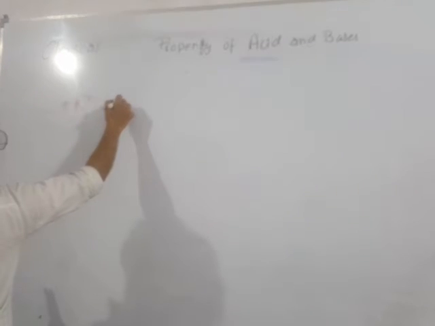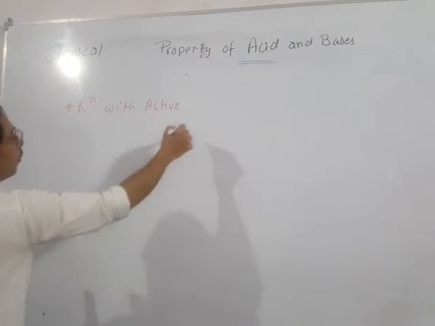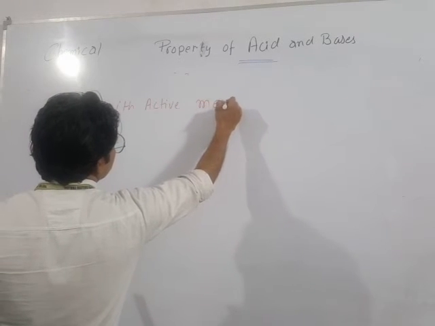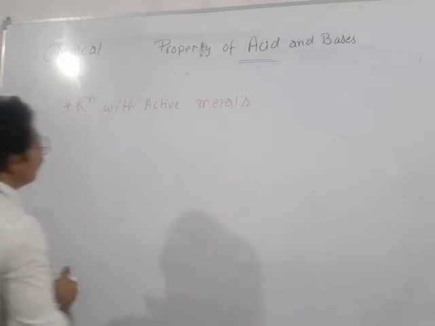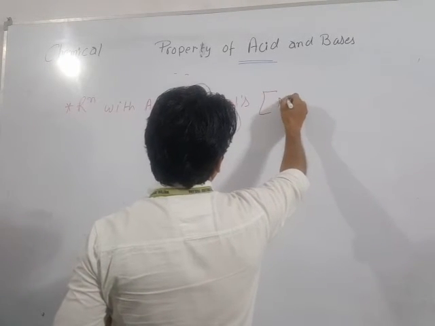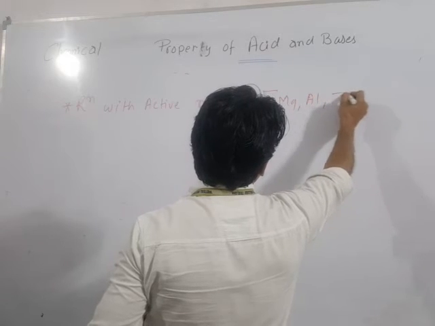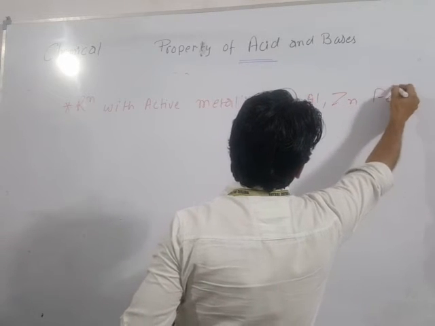Reaction with active metals. Reaction with active metals. Active metals like magnesium, aluminium, zinc, iron, and so on.